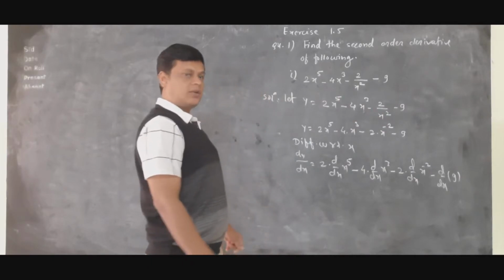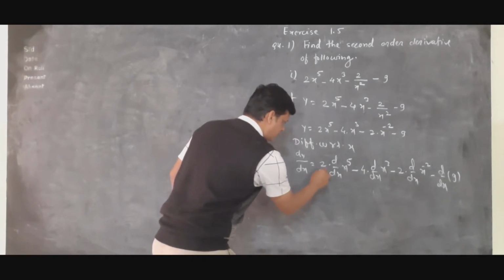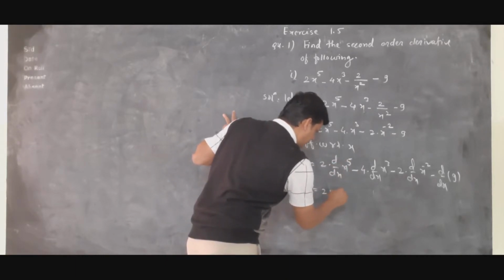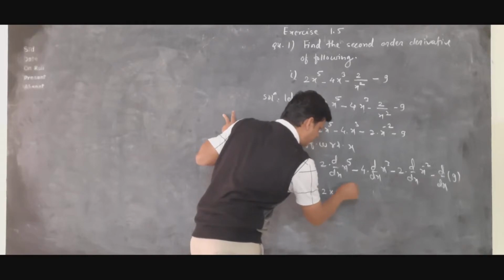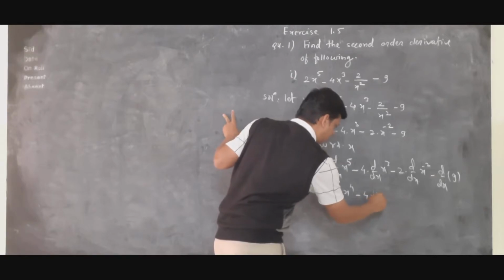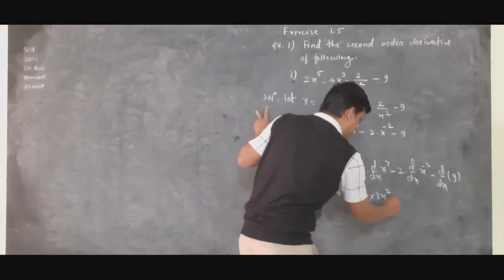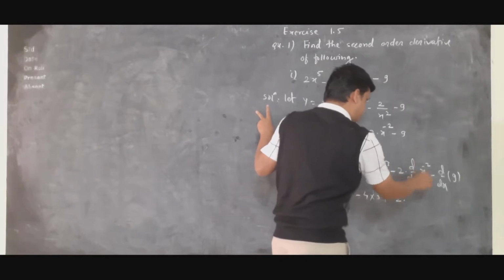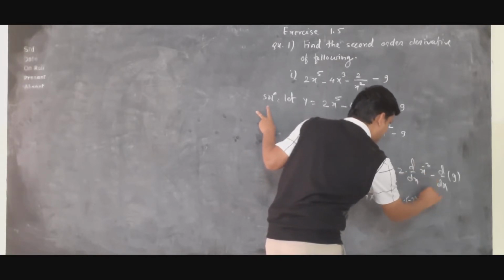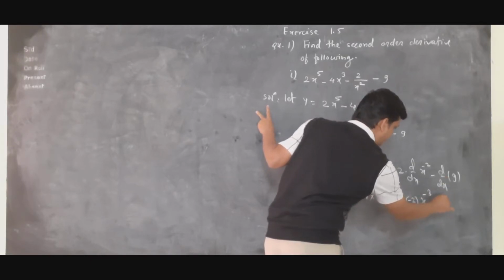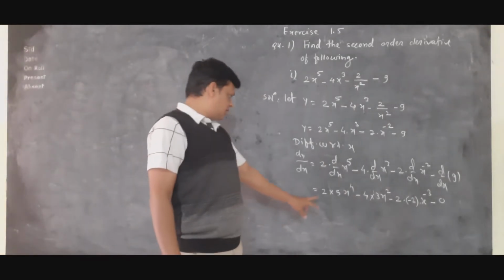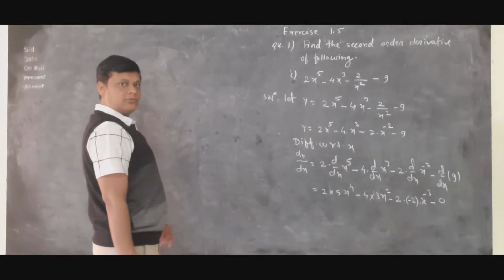Because 9 is a single constant. So write here 2 as it is. Derivative of x raised to the power 5 is 5 into x raised to the power 4, minus derivative of x raised to the power 3 is 3 into x raised to the power 2, minus 2 into derivative of x raised to the power minus 3, minus 2 into x raised to the power minus 3, minus derivative of 9, which is a single constant, so its derivative we write 0. Now first we calculate all the values.